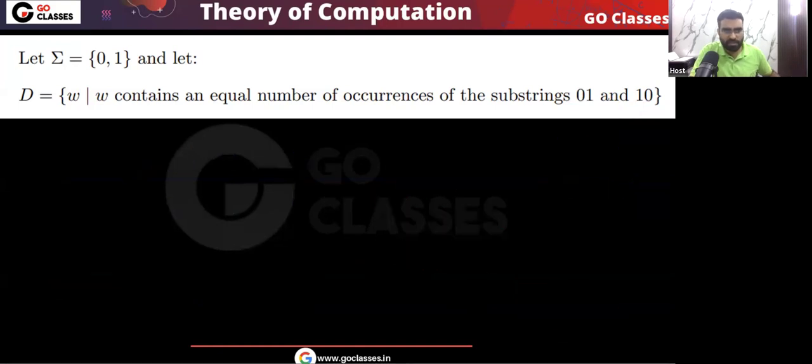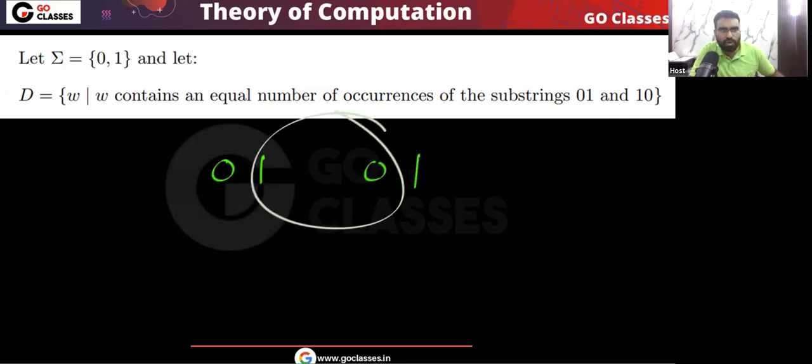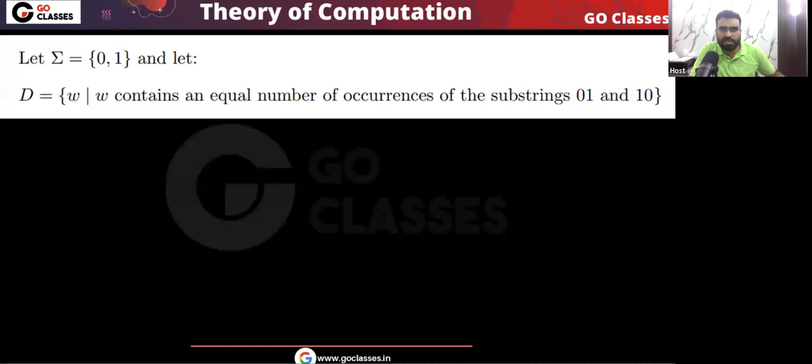Okay, so let me tell you one thing. If you create some strings, you will understand that 0 1 and 1 0 are coming. If 2 0 1 are coming, then 1 1 0 will also come. Is this clear? Remember, the strings will happen like this. Only three situations you can create, either where there is an equal number of 0 1 and 1 0.